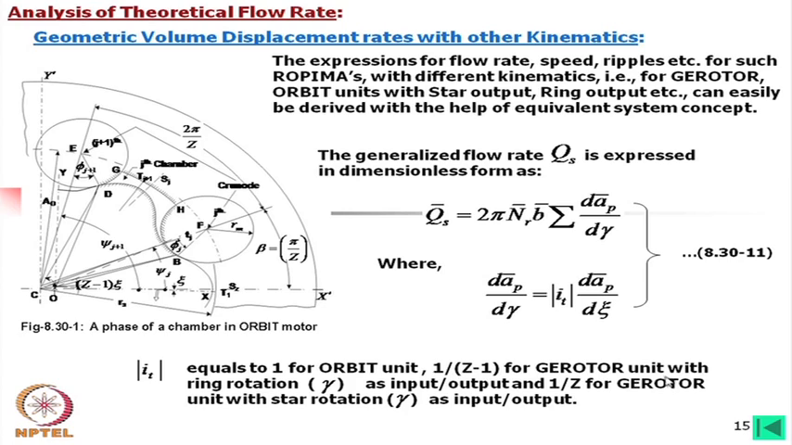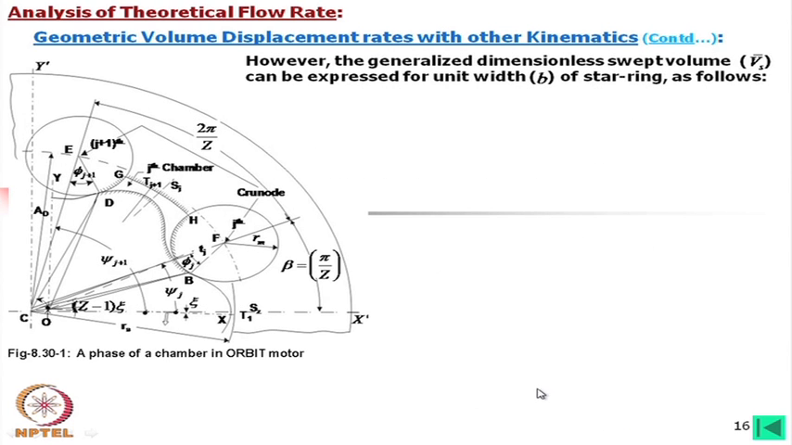For a G rotor unit with ring rotation, when the ring is rotating, you simply put 1/(z-1). So, we will get this value, and then this flow rate will be for that G rotor unit with ring rotation. For star rotation, this will be 1/z, and we will find the same expression. In case of orbit motor, this is 1. However, the generalized dimensionless swept volume Vs can be expressed for unit width. Width is given by B of star ring as follows.